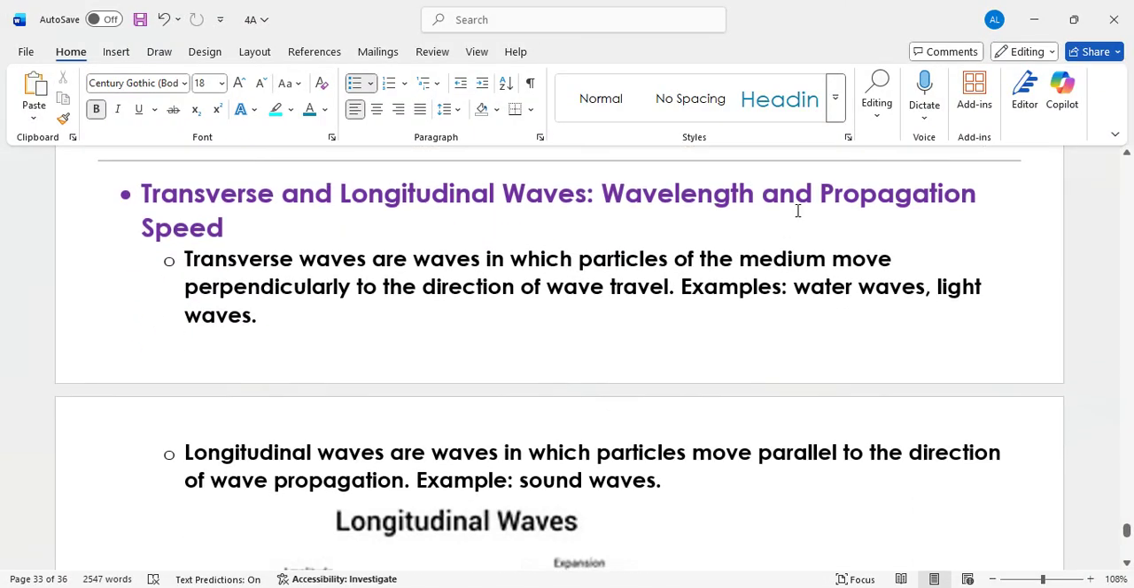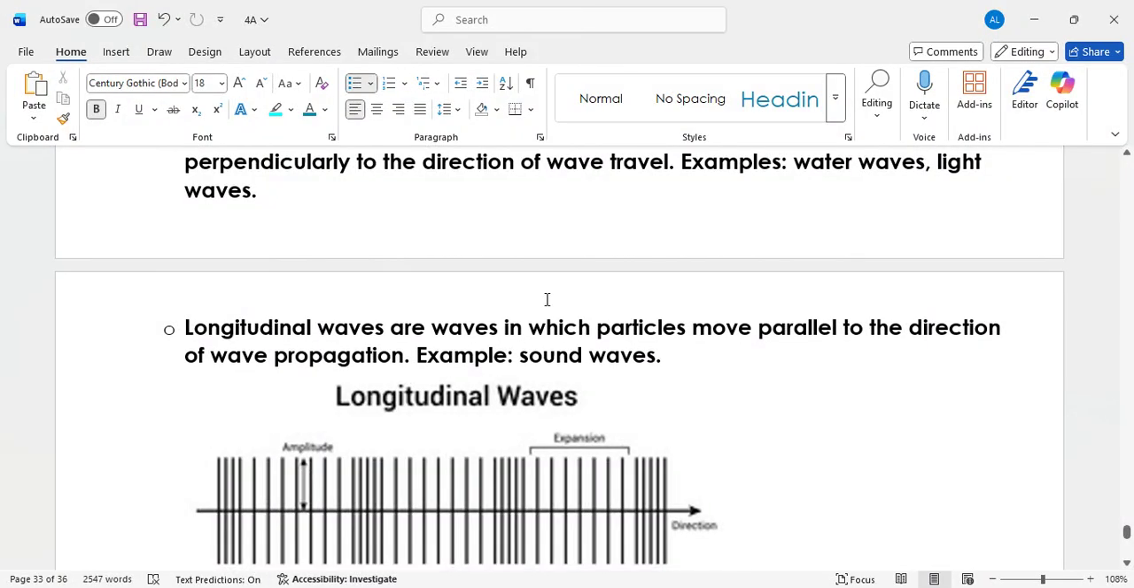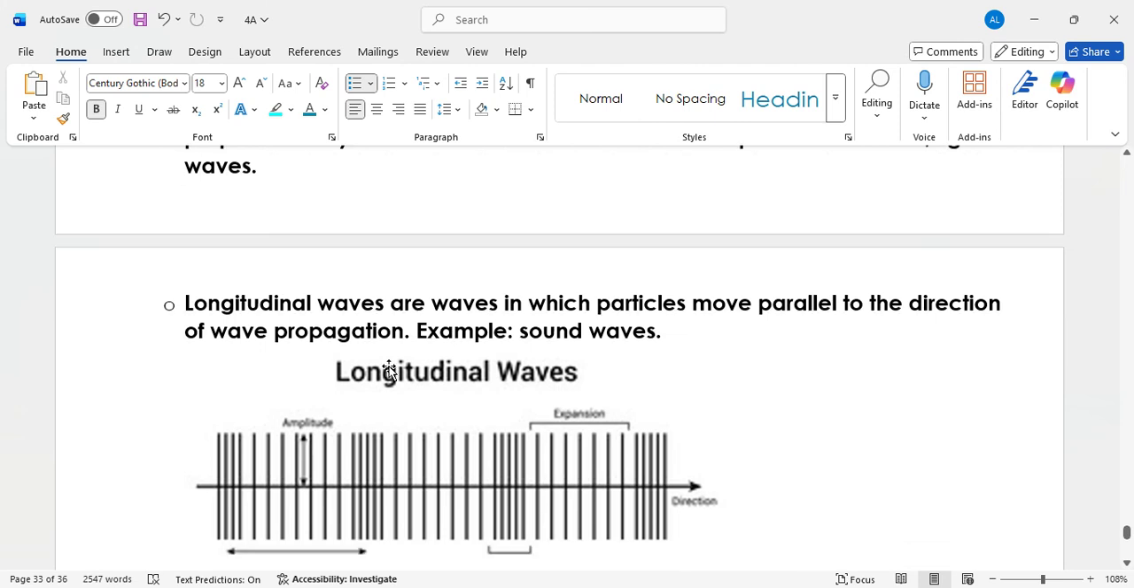Transverse and longitudinal waves, wavelength, and propagation speed. Transverse waves are waves in which particles of the medium move perpendicular to the direction of wave travel. Examples: water waves, light waves, etc. Longitudinal waves are waves in which particles move parallel to the direction of the wave propagation, right?